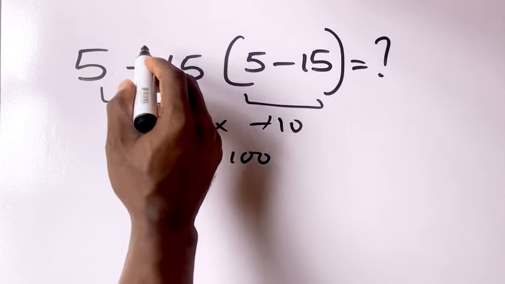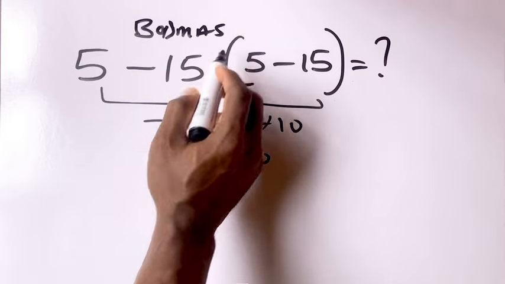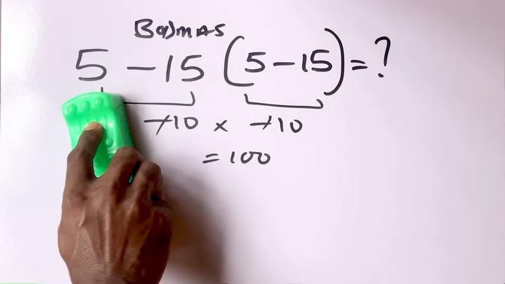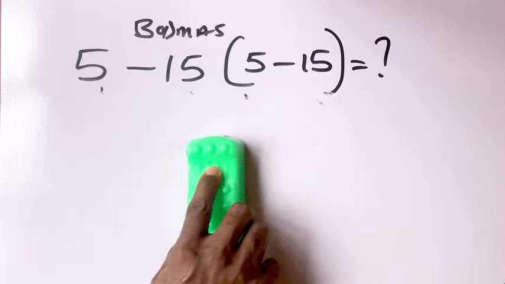According to BODMAS, order of operation, we have to solve the bracket first, then multiplication, addition, then what? Subtraction.